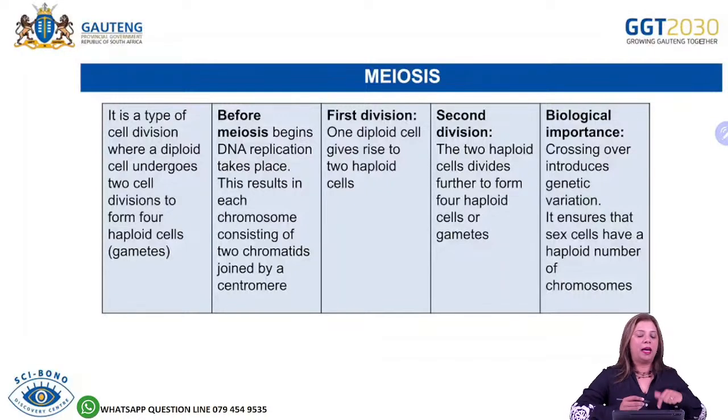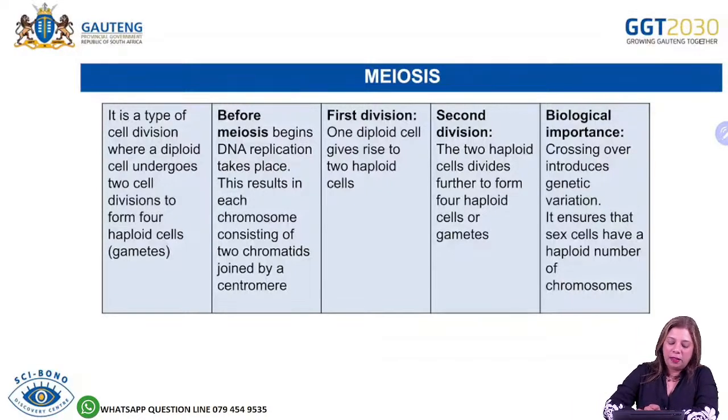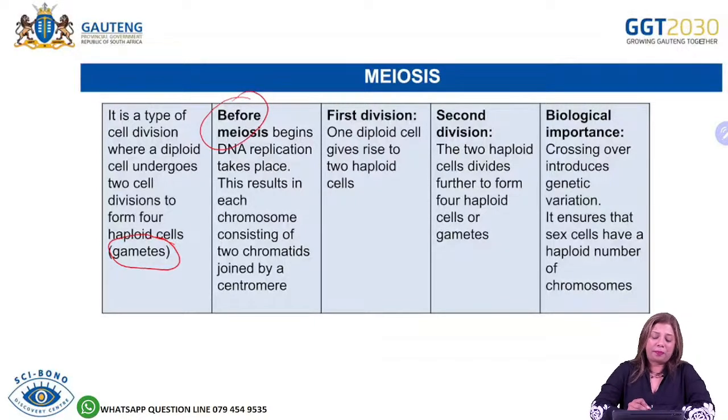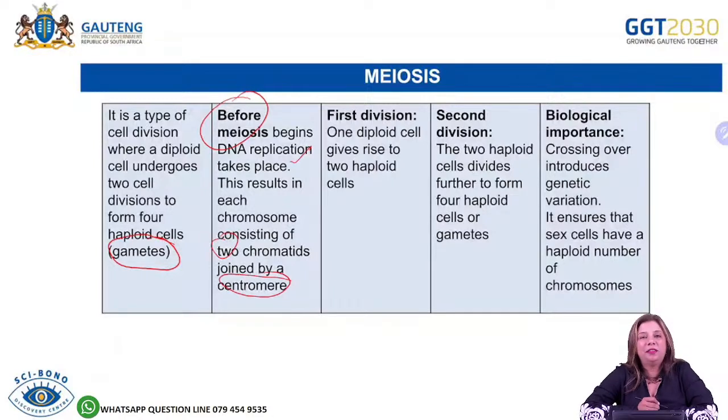So from the exam guideline, you need to know that there is a production of gametes. We know that the purpose of meiosis is the production of gametes. But before meiosis, the cell prepares. Before meiosis, it begins DNA replication. DNA replication must take place. This results in each chromosome containing 2 chromatids joined by a centromere.